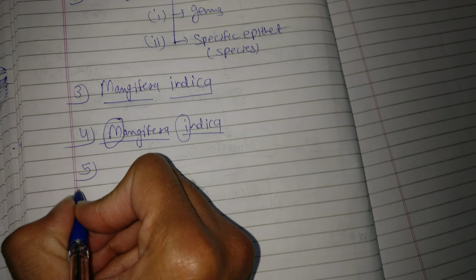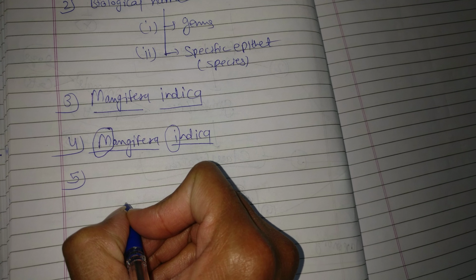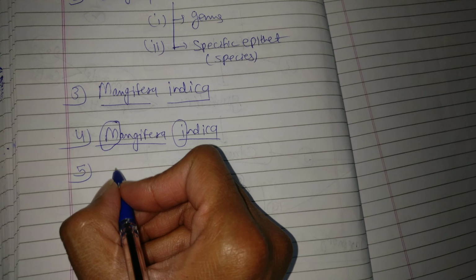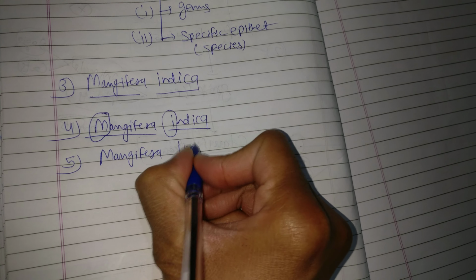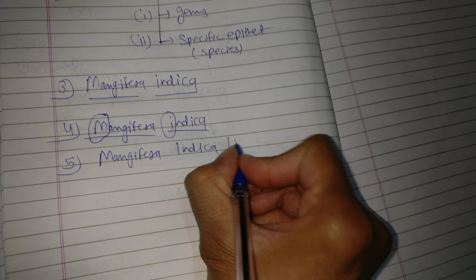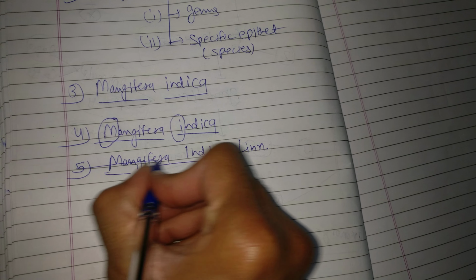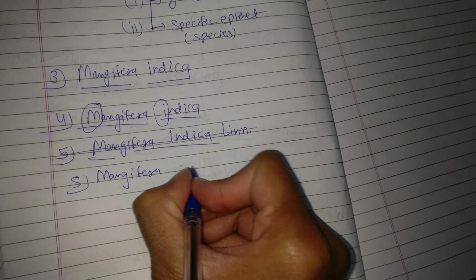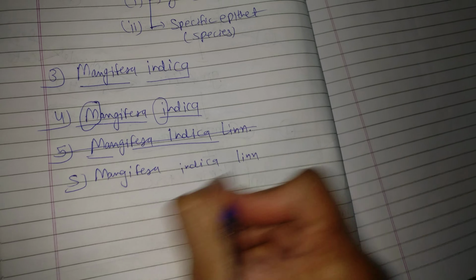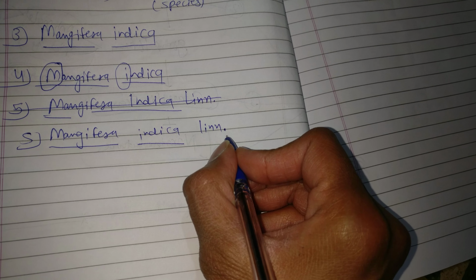After that, rule number 5 is that at the end of the biological name, the author name can be added. We're going with the example, Mangifera indica Linn. So this is the genus, this is the species or specific epithet, and this is the abbreviated name of the author after the specific epithet.